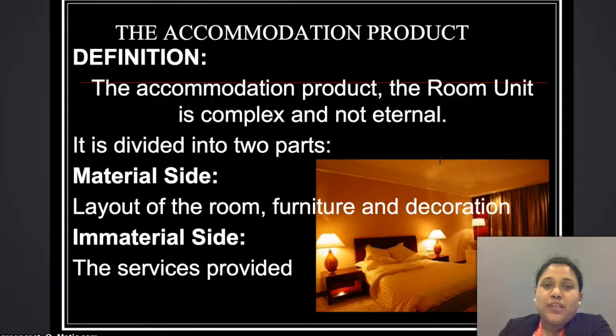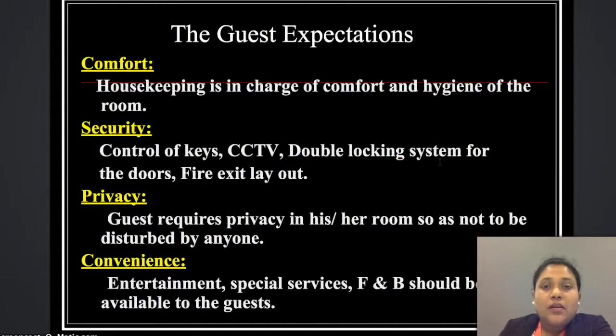Topic 1 is going to be the accommodation product. We will discuss this in the next topic as well. The accommodation product, the room unit, is complex and not eternal. It is divided into two parts, the material side and the immaterial side. The guest expectations will also be explained in much more detail in topic 2, but as of now, let me just throw out some major guest expectations in any hotel: comfort, security, privacy, and convenience.